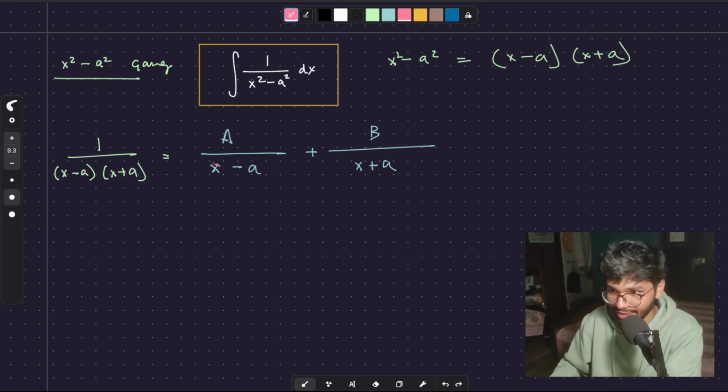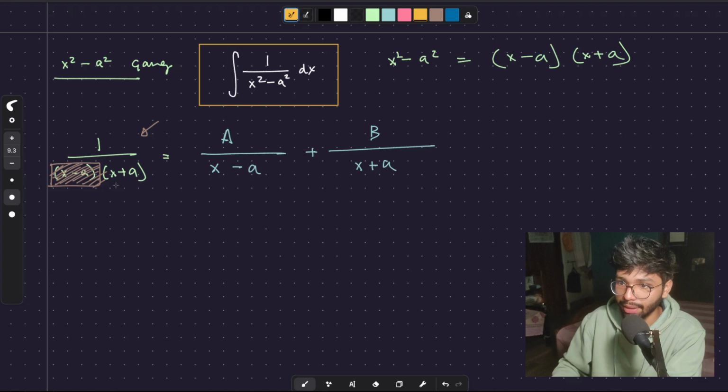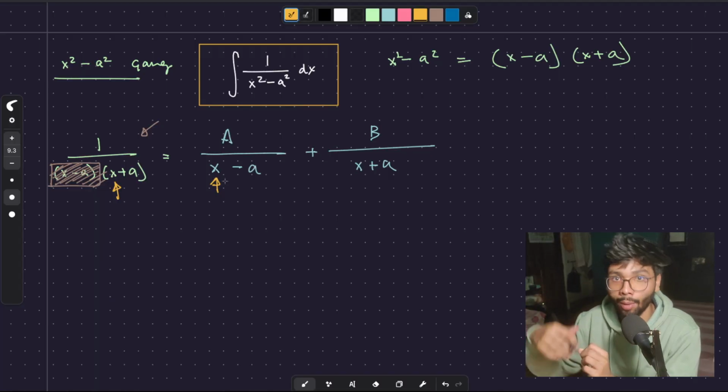So if x is not x but a, this is going to be 0, right? So what we're going to do is cover, in the left-hand side, this term, which is the same as this one. We're just going to cover this one and replace the x's over here with a's, because this is where the denominator becomes 0.